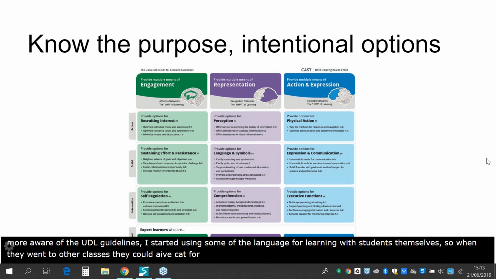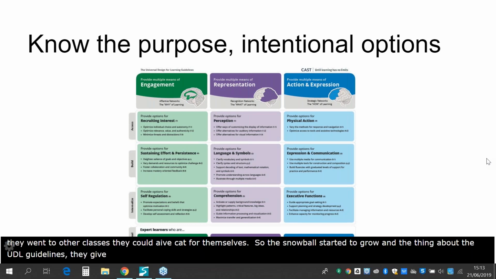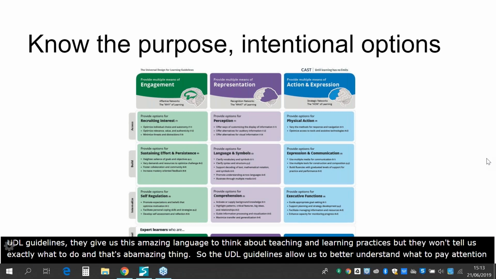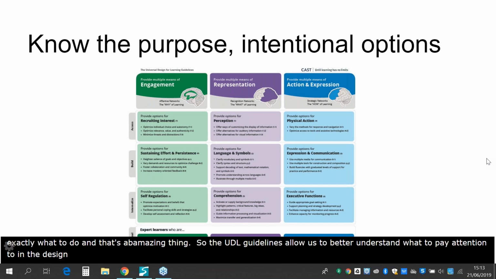So the thing about the UDL guidelines, and it's a double-edged sword, is that they give us this amazing language to think about our teaching and learning practices, but they're not prescriptive. They won't tell us exactly what to do. And that's actually an amazing thing, because as technologies and tools change and grow, so will the options and opportunities that we incorporate into our practice. The UDL guidelines allow us to better understand what to pay attention to in the design of our learning environments and how we can be more intentional about the options that we're providing.